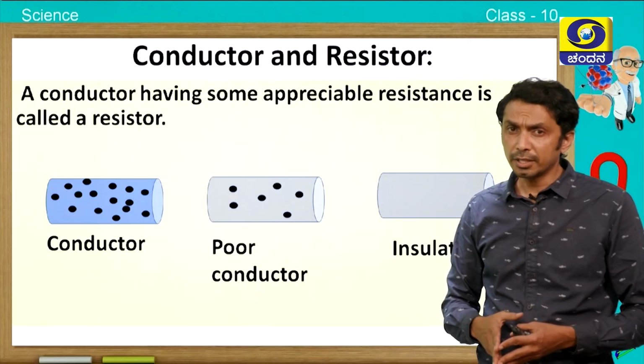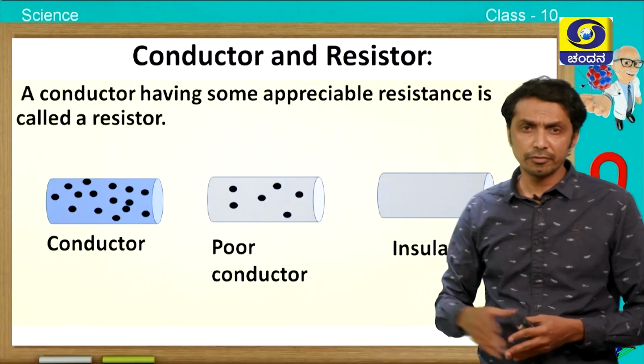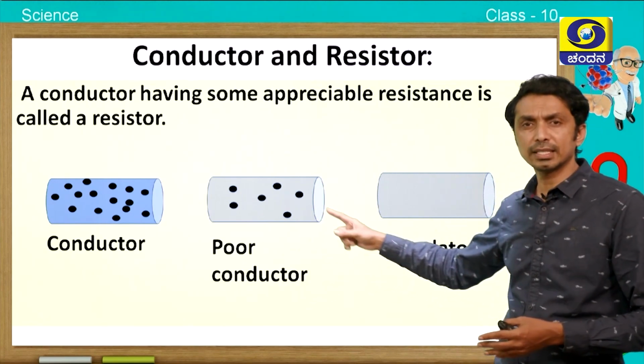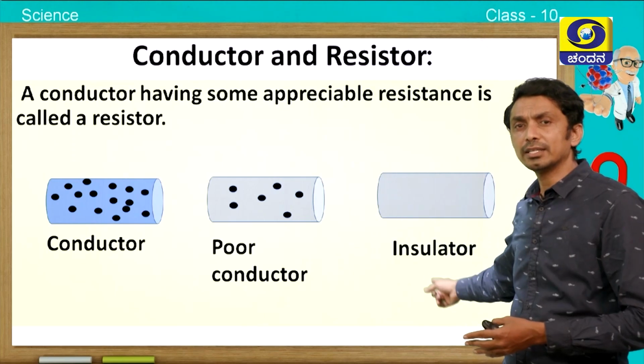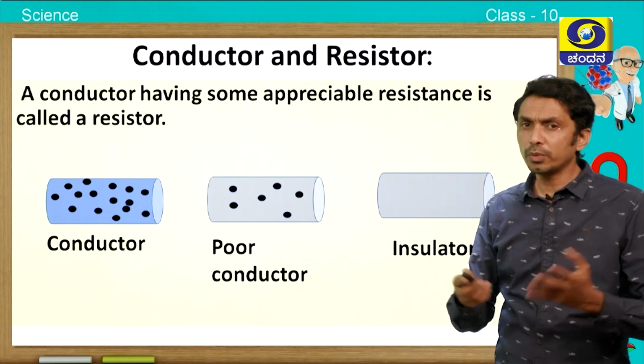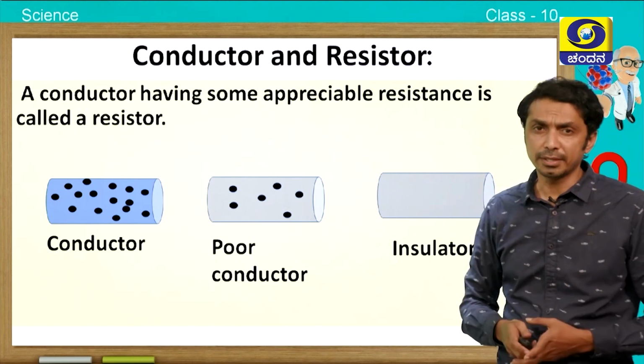Children, here what do you observe in this figure? There are three components here. One is conductor, another one is poor conductor, and another one is insulator. Now my question is, what do we call an insulator? What is an insulator?